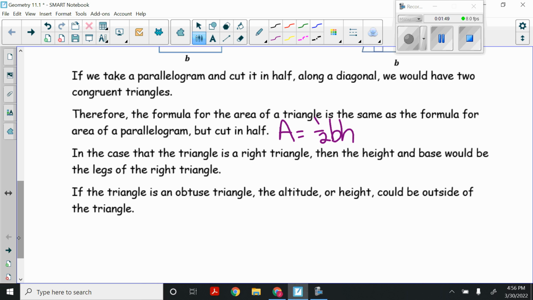In the case that the triangle is a right triangle, then the height and base would be the legs of the right triangle. So we do not use the hypotenuse in a right triangle when we are finding the area. If the triangle is an obtuse triangle, the altitude or the height could be outside of your triangle. And we'll look at some examples like that.